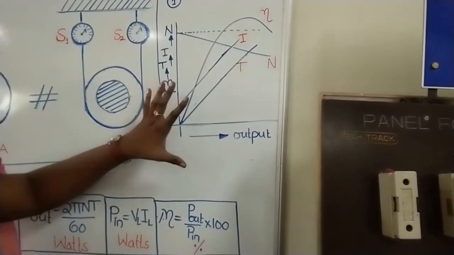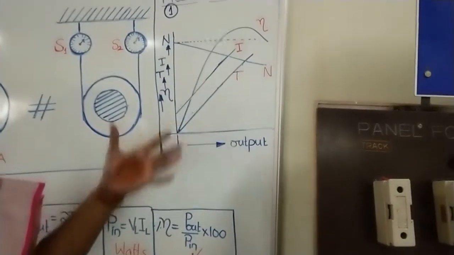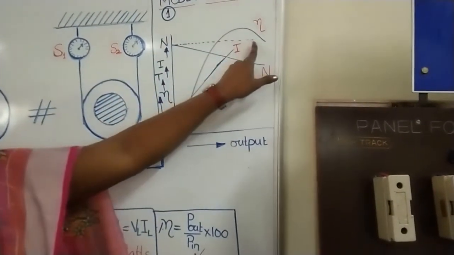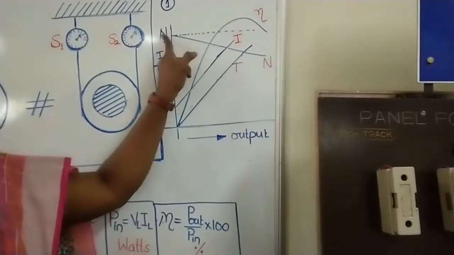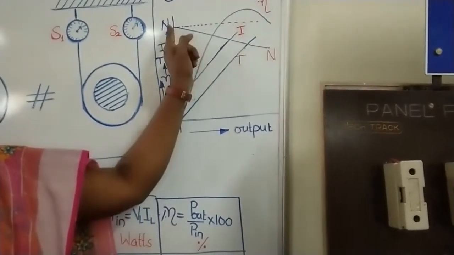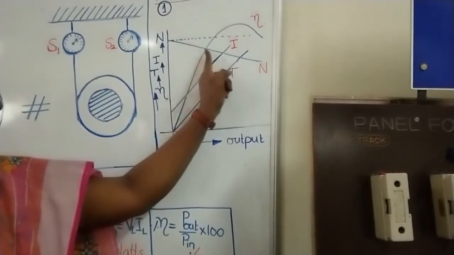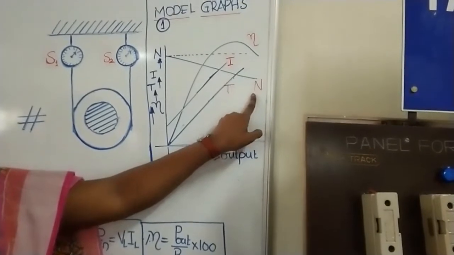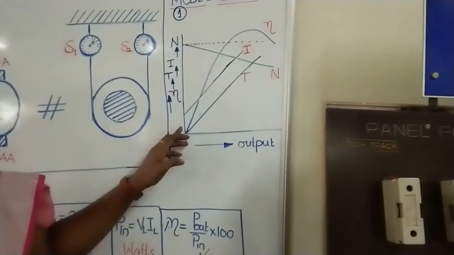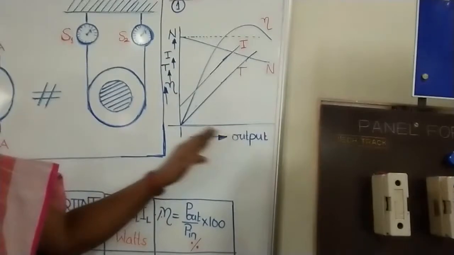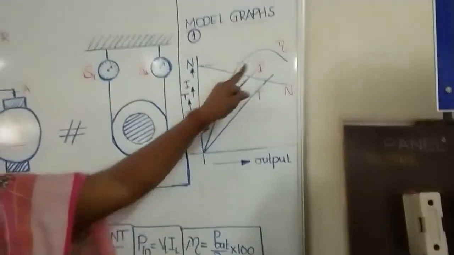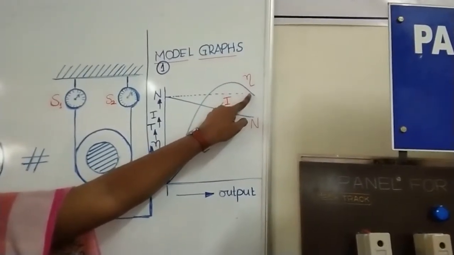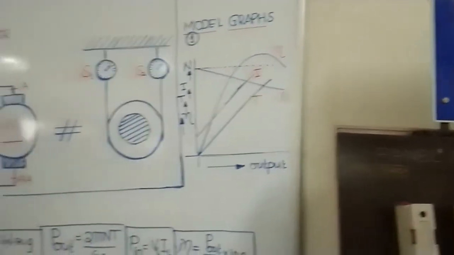Coming to the speed, as the output increases, means as we are loading the motor, the speed gradually decreases from its rated value, that is 1500 RPM. This dotted line indicates the 1500 RPM. It gradually decreases as the output increases, and this is the characteristic curve for the speed. Then this is the efficiency characteristic curve. As the output increases, starting from the origin, it reaches a maximum value, and if you increase the output further, the efficiency will decrease. That was the first graph.